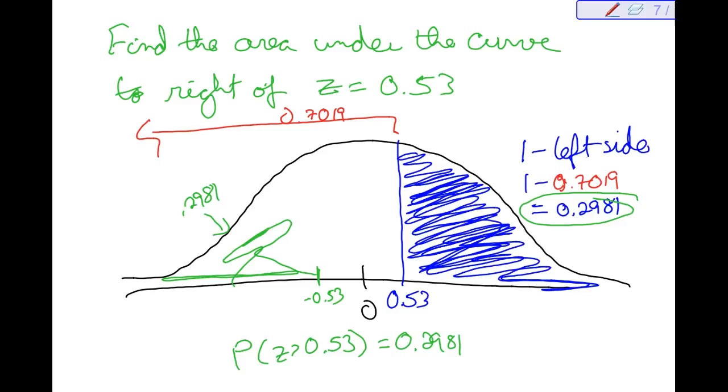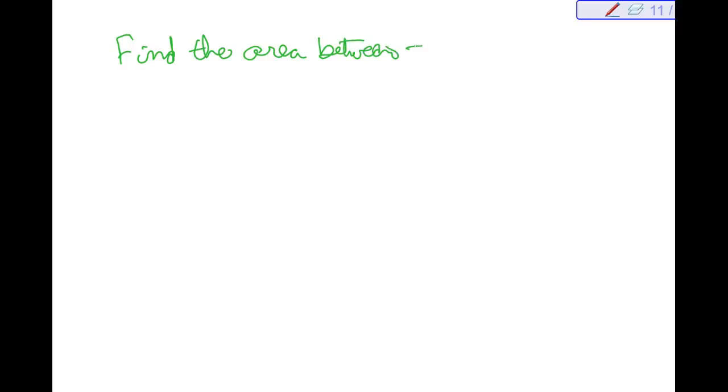Now let's look at another example where we have to look up and try to find the in-between. Okay? So what I want to do is find the area between z equaling a negative 1.28 and z equaling 1.36.